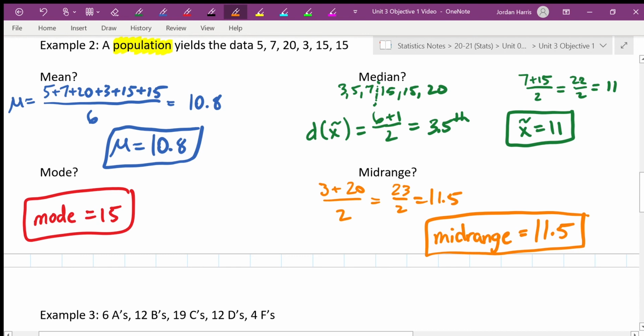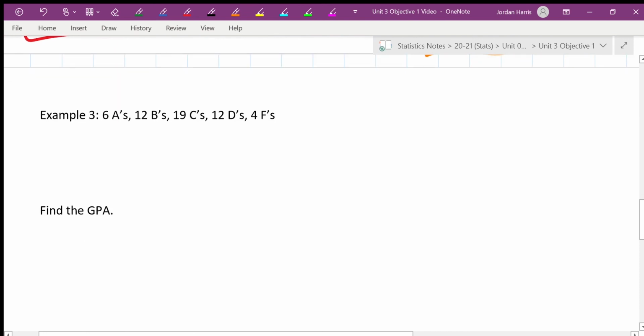Okay, notice the work I'm showing. That is the work you need for your homework. I need to see the setup for each one. The median, show me how you found the median. Order it and look at the depth. Mid-range, show me the equation. Mean, show me the equation. Mode doesn't have any work, but that's the only one.